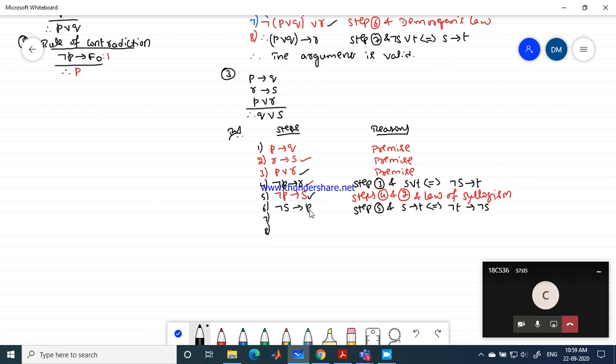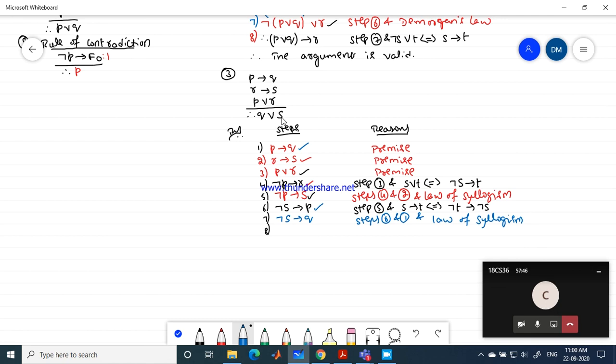Now negation S implies P and P is implying Q. So what does it say? Negation S implies P and that P implies Q. These two together give negation S implies Q. So this comes from steps 6 and 1. This step 6 came from step number 5. Along with that I used law of syllogism again. Here I am using nothing more than law of syllogism. Okay, negation S implies Q. That's good.